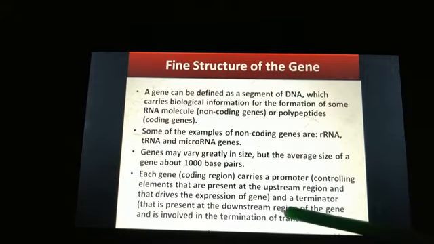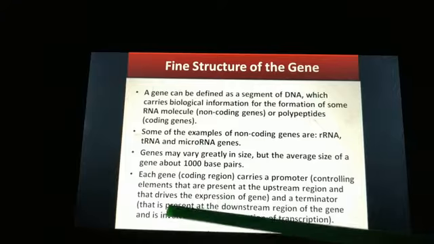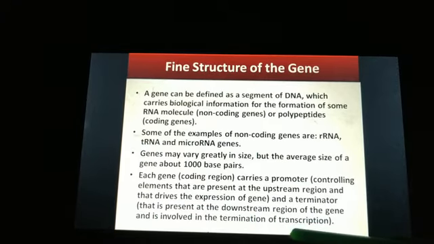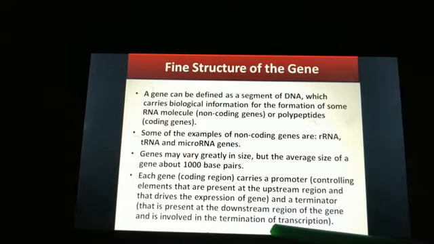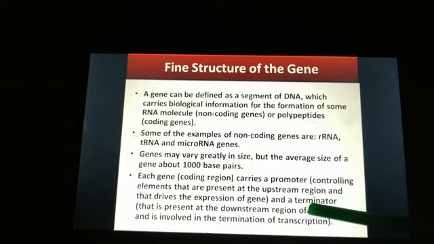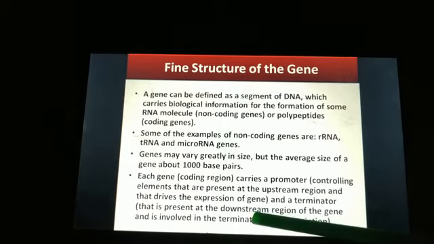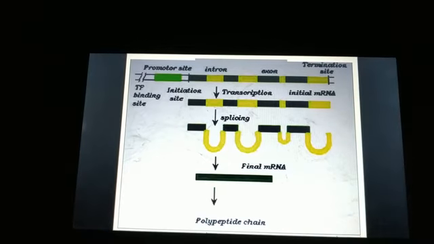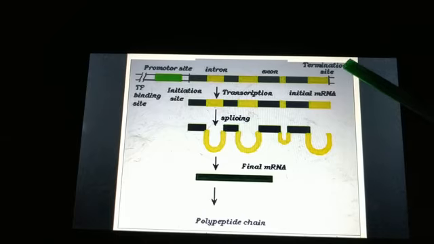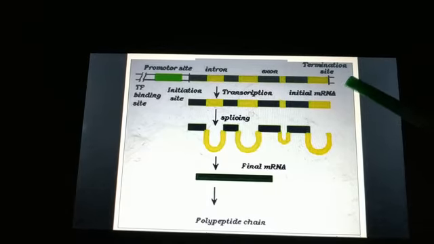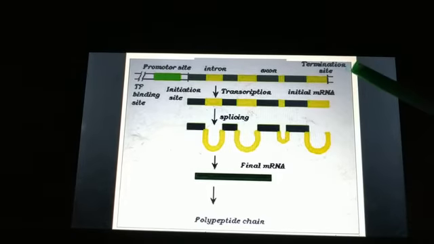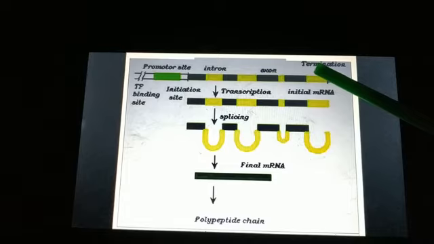And a terminator. A terminator is present at the downstream region of the gene and is involved in the termination of transcription. So when we have to stop the transcription, this terminator will act. It is present in the downstream. See here, this is the terminator region, terminator site. So this is the downstream site. This is our upstream where the promoter site was present. This is our downstream where the terminator site is present.